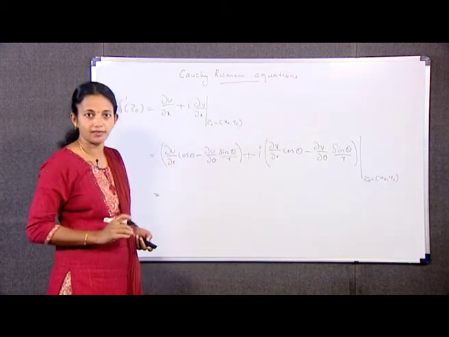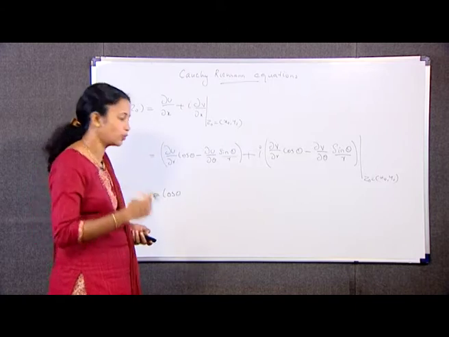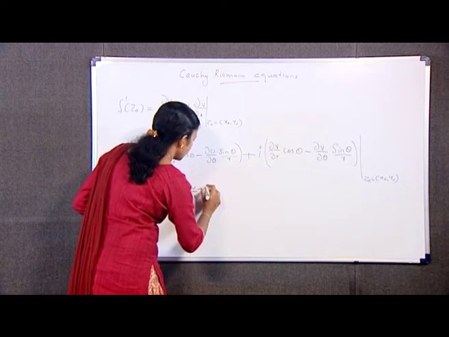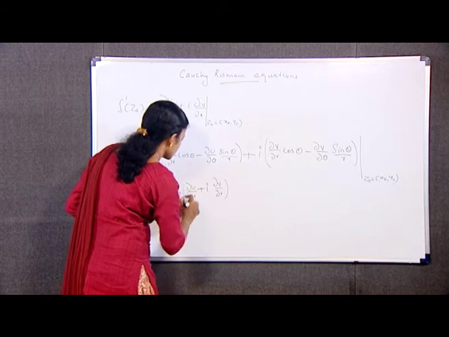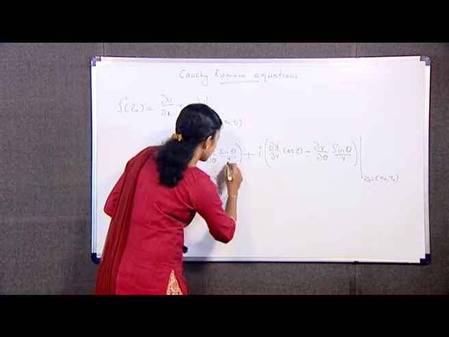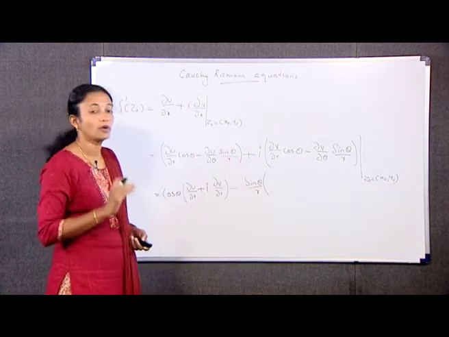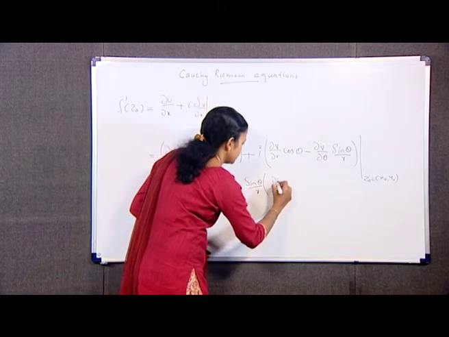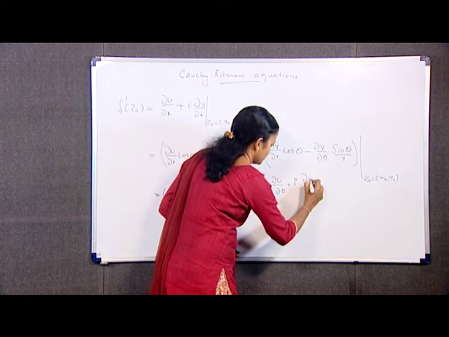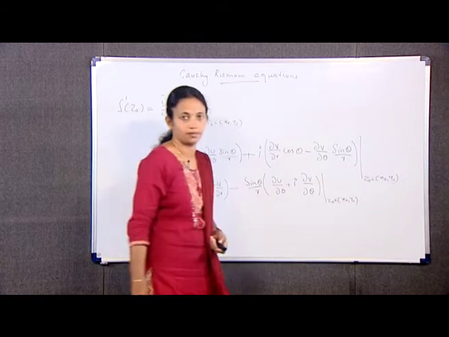This on simplification, we can take cos theta terms together. So, it is cos theta into dou u by dou r plus i into dou v by dou r, taking cos theta terms together, minus sin theta by r terms together, dou u by dou theta plus i into dou v by dou theta, at the point z naught is equal to x naught y naught.